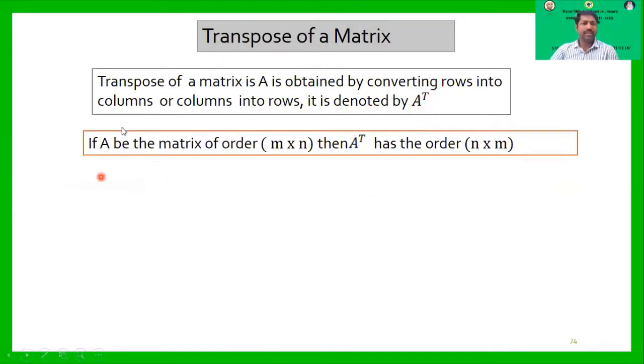So here, A is a matrix of order m by n, then A transpose has the order n by m.